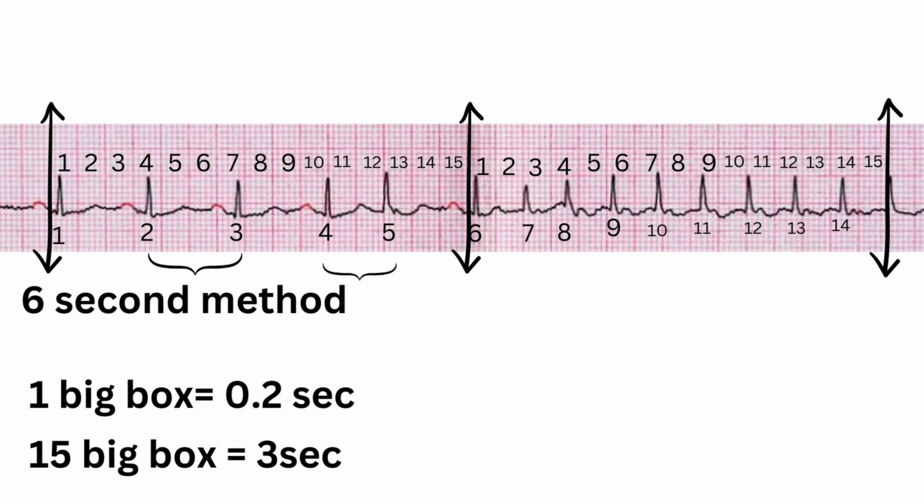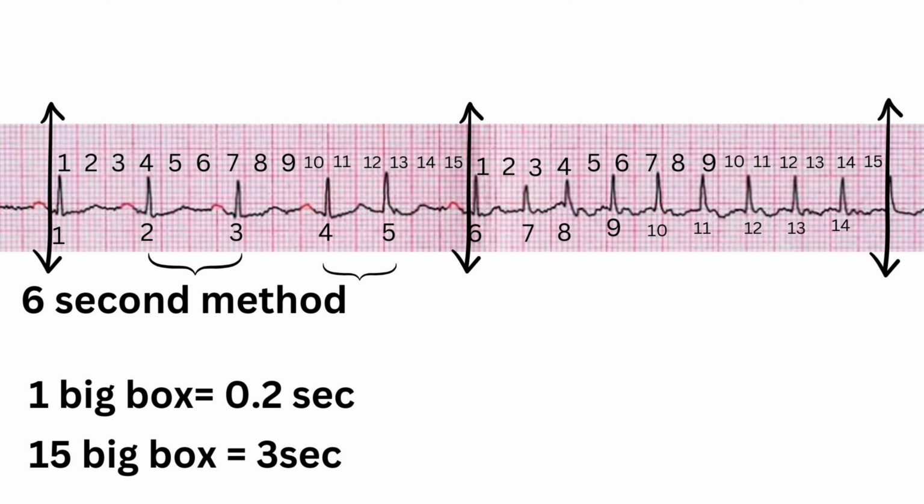1, 2, 3, 4, 5, 6, 7, 8, 9, 10, 11, 12, 13, 14, 15. This is a 3-second strip. And then we count another 3-second strip. 1, 2, 3, 4, 5, 6, 7, 8, 9, 10, 11, 12, 13, 14, 15. 3 seconds plus 3 seconds is equal to 6 seconds. You take this 6-second part of an ECG rhythm and you calculate the number of QRS complexes present in this part.